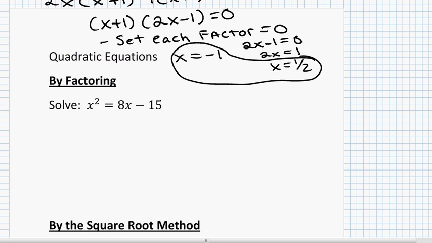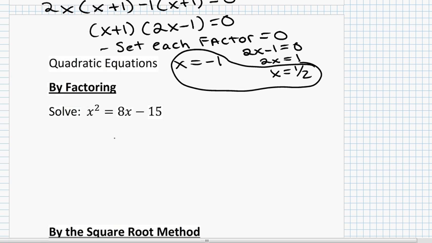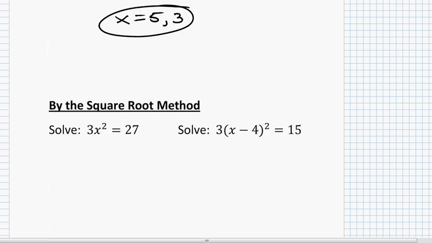And then the answer here, for the factoring one, is that x equals 5 and x equals 3. Those are your two answers for there.